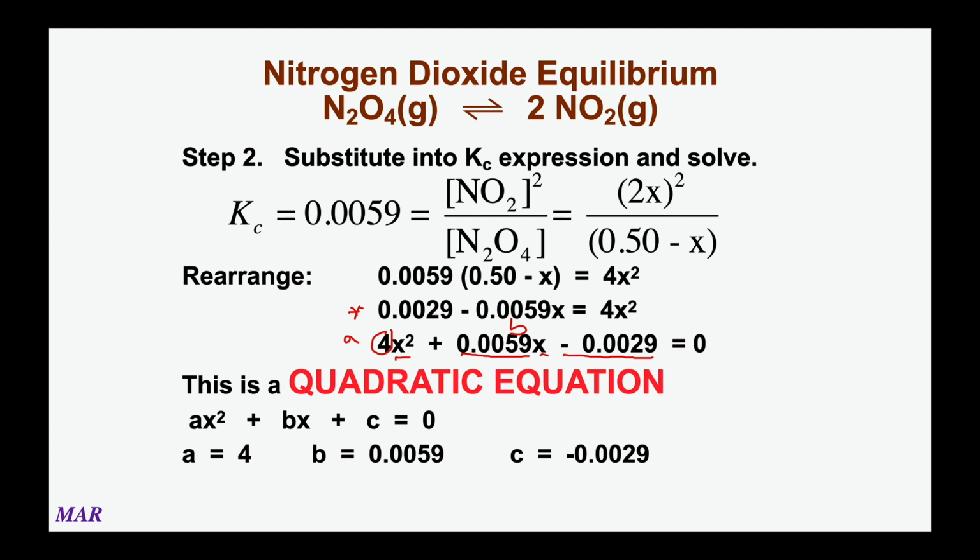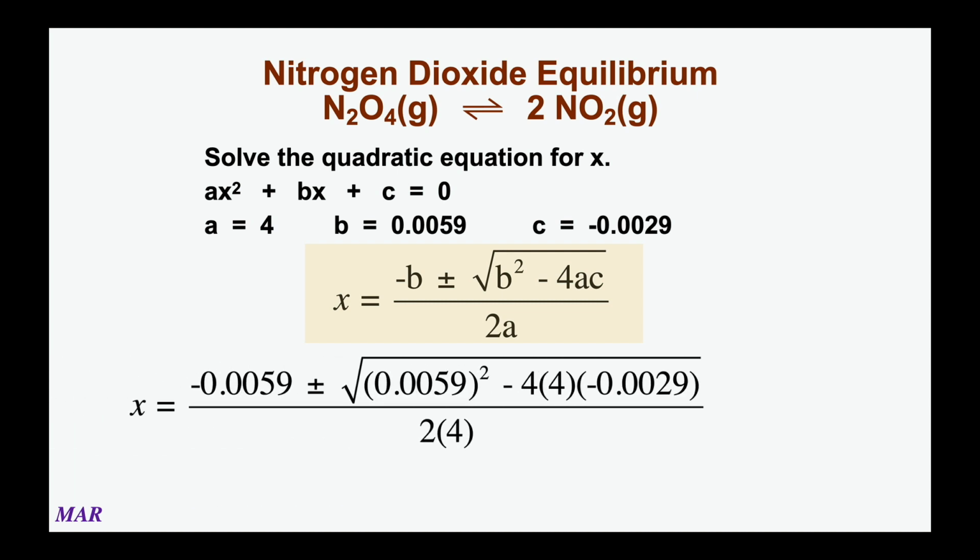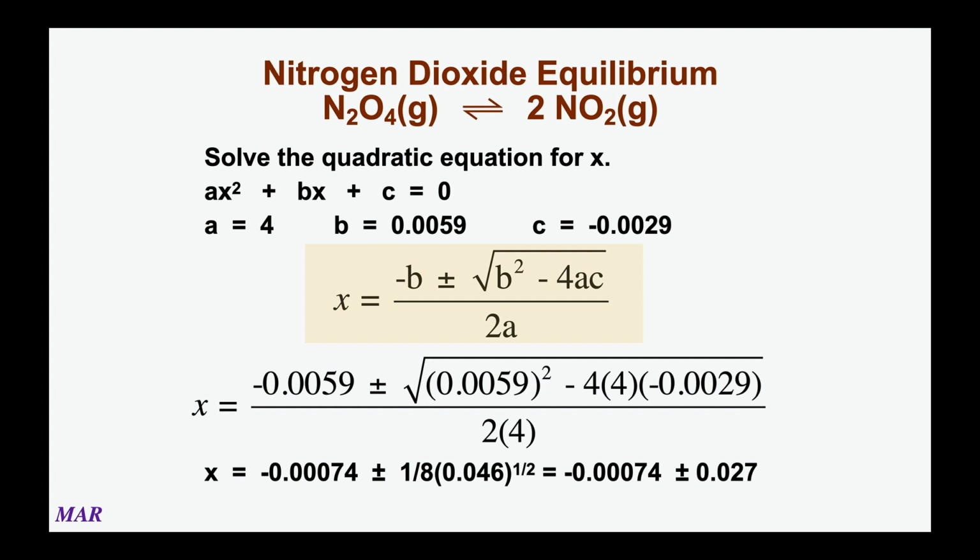But we use these a, b, and c in the quadratic equation. If you haven't used the quadratic equation for a while, it's quite all right. The quadratic equation: x equals negative b plus or minus square root of b squared minus 4ac, over 2a. And literally the b, a, and c numbers are those numbers we just pulled out of the equation. So knowing that, we can put all of those things in. So negative b would be minus 0.0059, plus or minus the square root of b squared, 0.0059 squared, minus 4ac, so minus 4 times a, 4, times c, negative 0.0029.